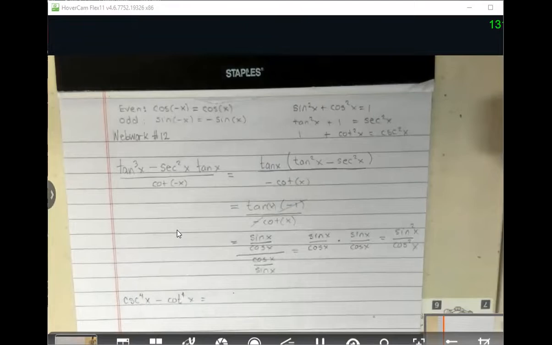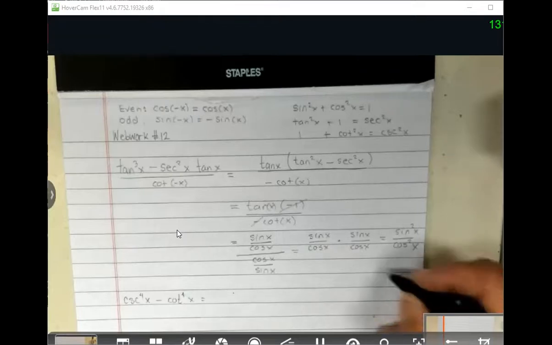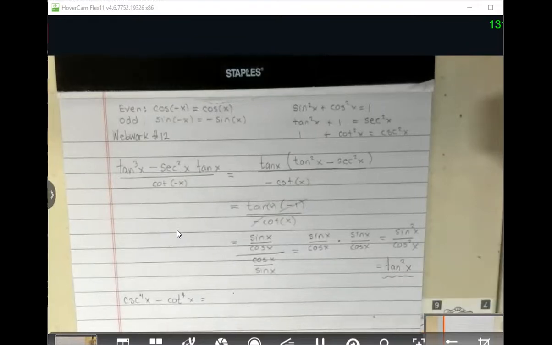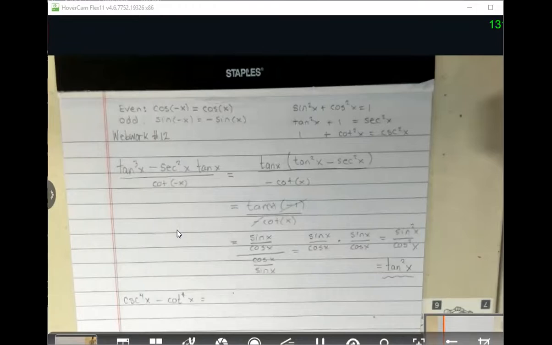I think if you entered that in WebWork, it would take it. Or you can use the fact that sine over cosine is tangent. So sine squared over cosine squared is tangent squared. Believe any of that? Okay, the next one.